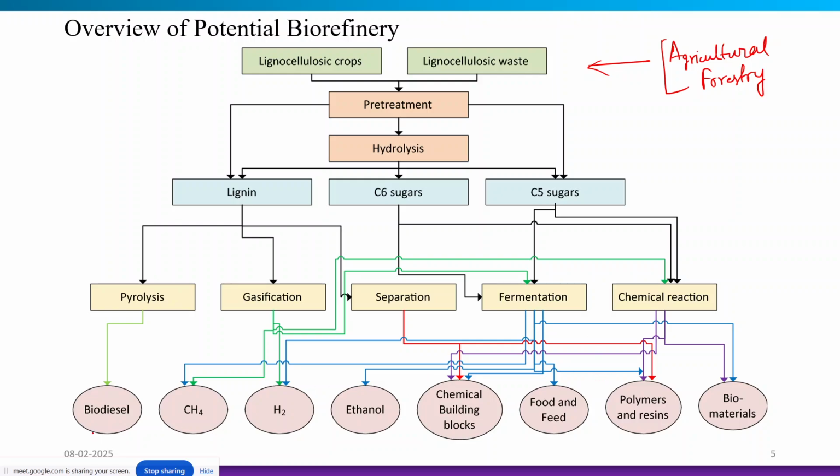So ultimately, you are getting the output of the lignocellulosic biorefinery. We are getting biodiesel, methane, hydrogen, ethanol, chemical building blocks, and other outputs. You can use them for food and feed purposes, polymers and different resins, and other biomaterials as an output of the biorefinery.